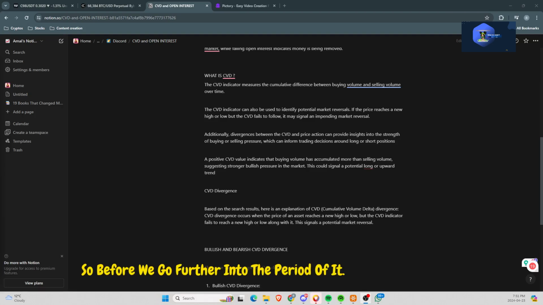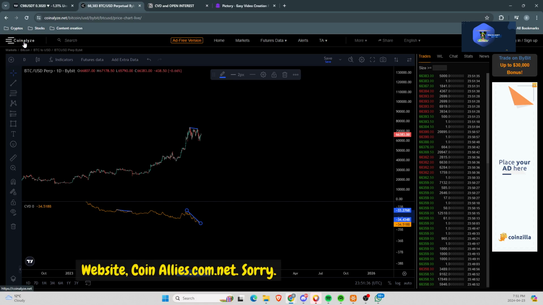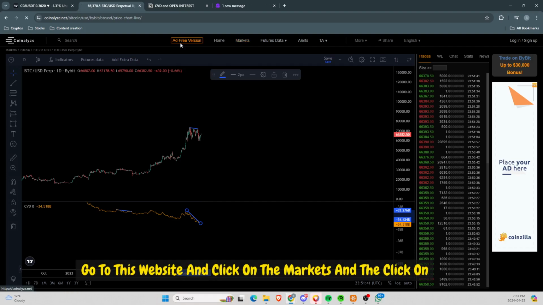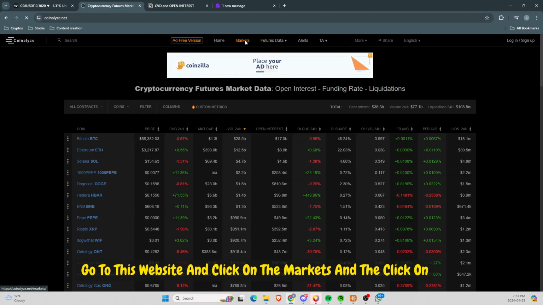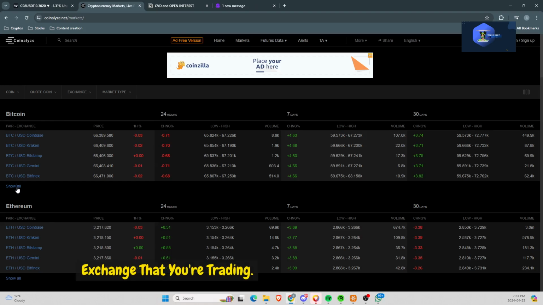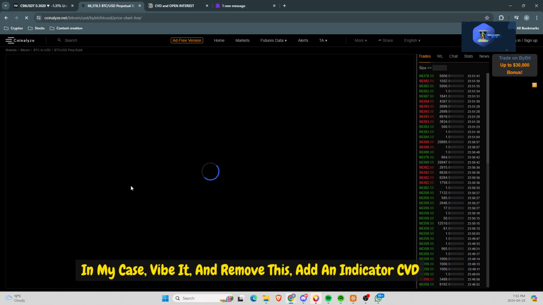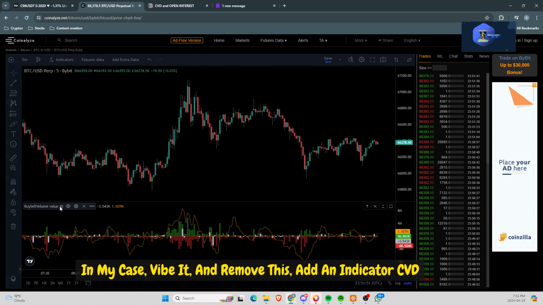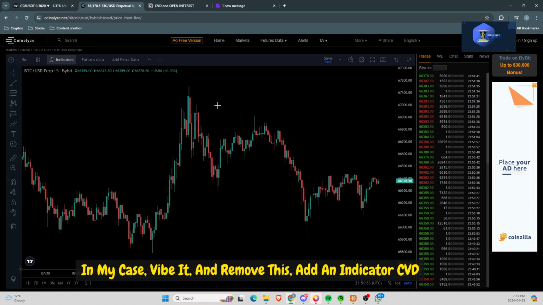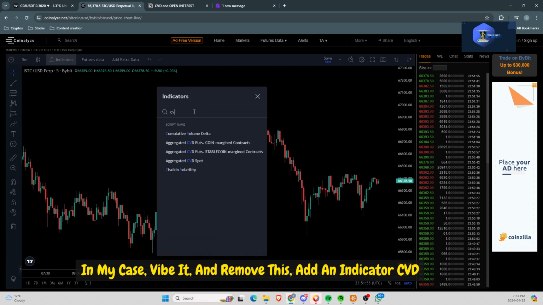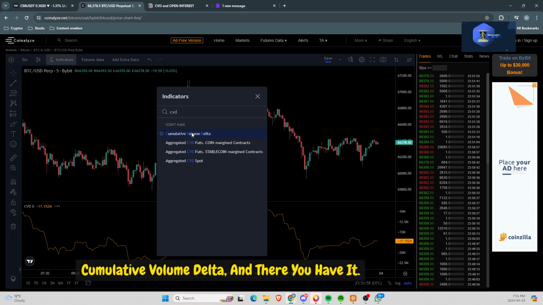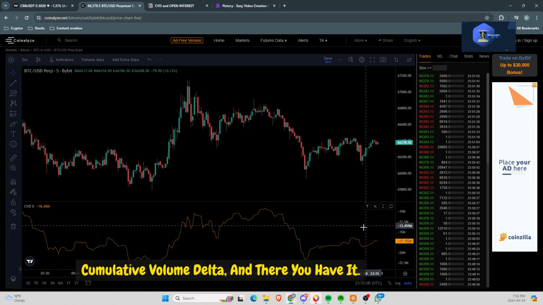Before we go further into the theory of it, I wanted to introduce you to this website, coinallies.net. Go to this website and click on the markets and click on the exchange that you're trading. In my case, Bybit, and remove this. Add an indicator, CVD, cumulative volume delta, and there you have it.